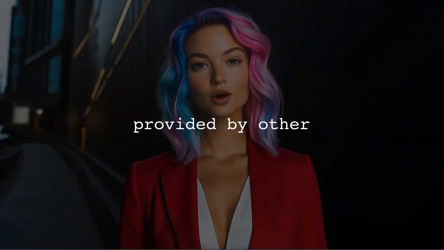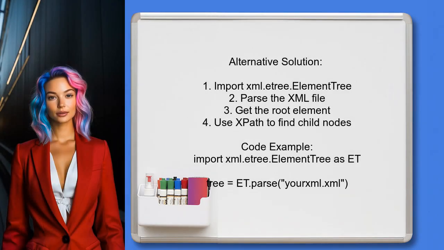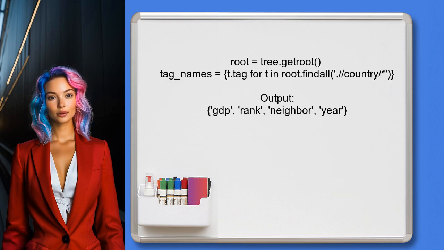Now let's look at the answers provided by other users. An alternative solution provided by a user involves using the xml.etree.ElementTree module. First, you parse your XML file and get the root element. Then you can use an XPath expression to find all child elements of the country node. This approach collects the unique tag names of those child nodes.